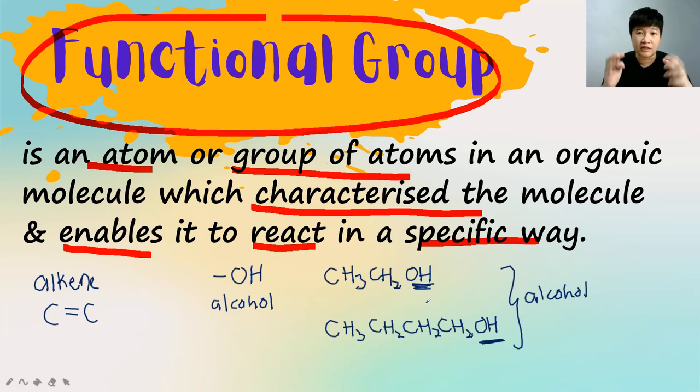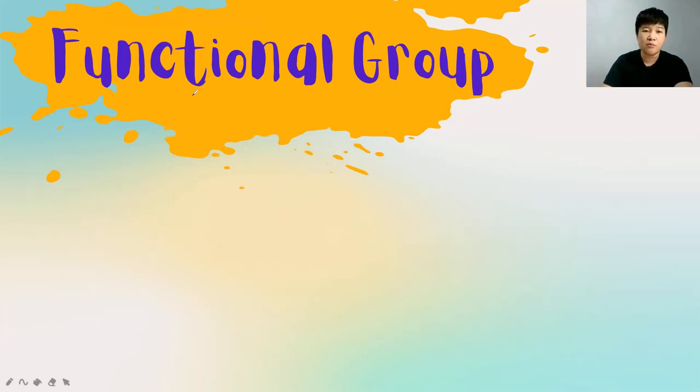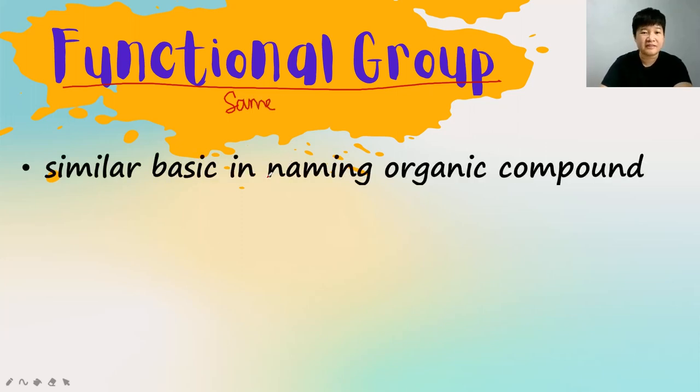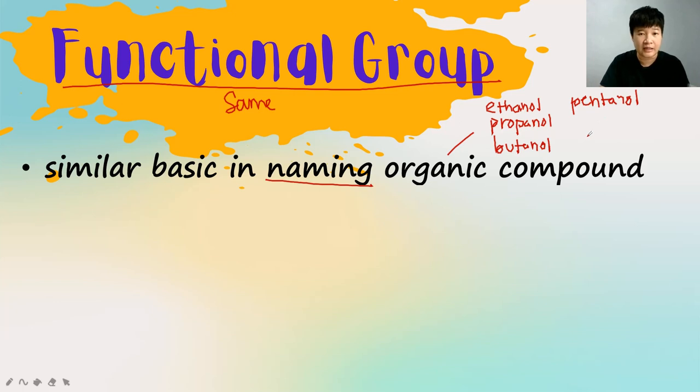That is what we mean by functional group. The function of the group is to characterize the molecule. When the molecules have the same functional group, the molecules will then have a similarity in name. For example, for the alcohols just now, when you have 2 carbons, we call it ethanol. When you have 3 carbons, we call it propanol. And then you might have butanol, pentanol, and so on. So when they have the same functional group OH, they are alcohols, so the naming will be very similar.